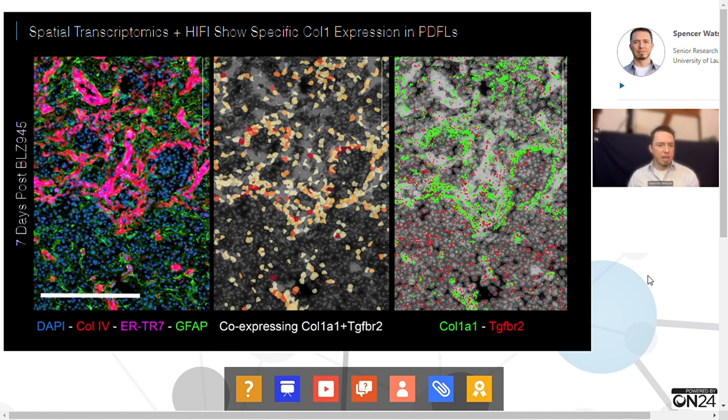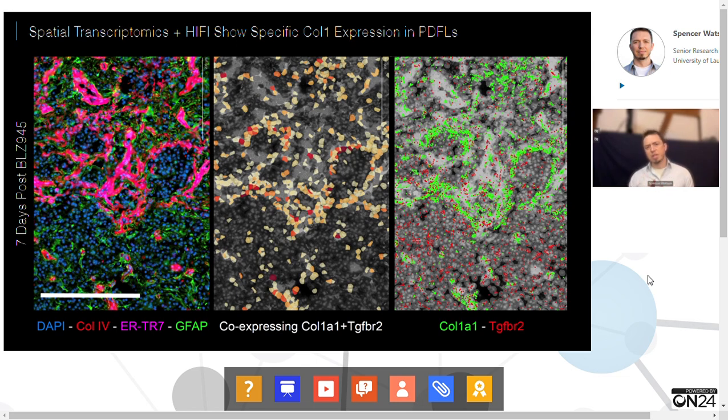And so here we're looking at ERTR7, that's in magenta. That's a marker of putative fibroblast-like cells in the CNS. And with the Xenium data, we looked for cells that had the highest co-expression of both the TGF-beta receptor and the downstream collagen-1 expression, and then found that there was a very high, almost perfect association between the cells that were the highest co-expressing of these and these PDFL cells.